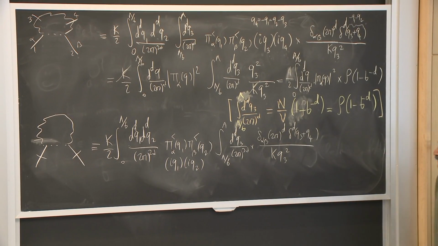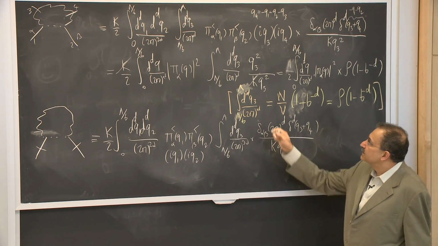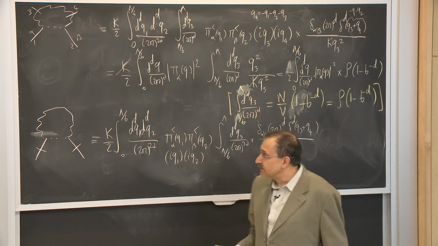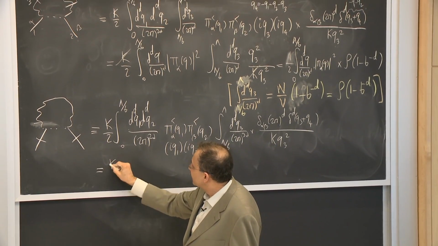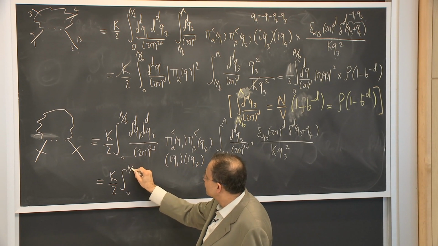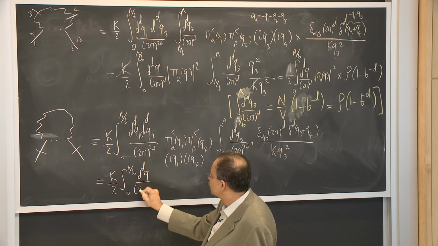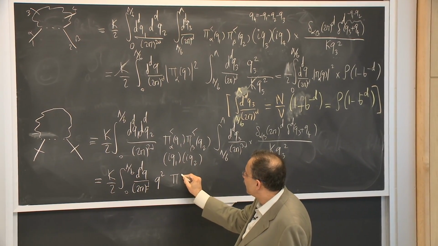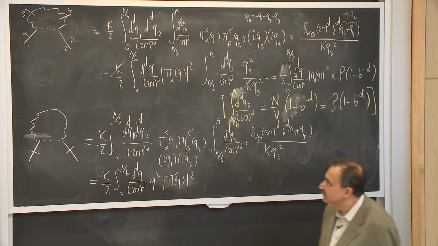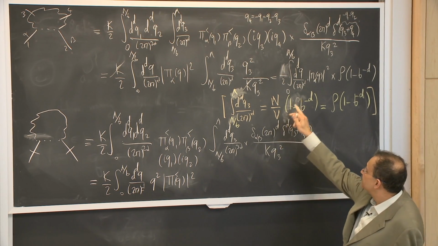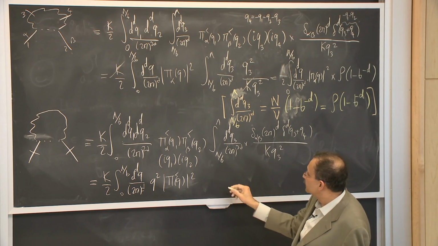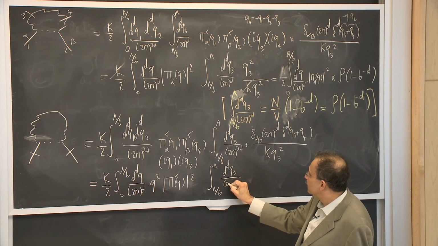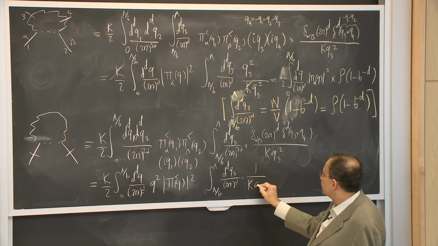So the only difference is that previously the q squared was inside the integration. Now the q squared is outside the integration. So the final answer will be k over 2, integral 0 to lambda over b, d^d q over 2 pi to the d. I have a q squared, pi of q lesser squared. And the coefficient of that would look like what I had before, except without this factor. So it's the integral from lambda over b to lambda, d^d q3 divided by 2 pi to the d, 1 over k q3 squared.